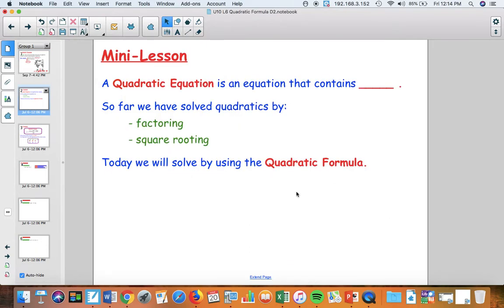Okay, so a quadratic equation is an equation that contains x squared. It's important that you are able to identify when you use these procedures. So we have done solving by factoring, by square rooting, and we're going to continue with the quadratic formula.